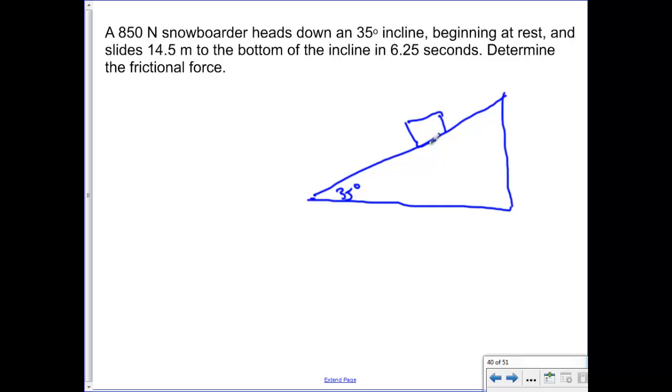Again, what forces are being applied to the snowboarder? Okay, gravity goes straight down. Friction is pulling you backwards. Not that we need it, but there's a normal force.